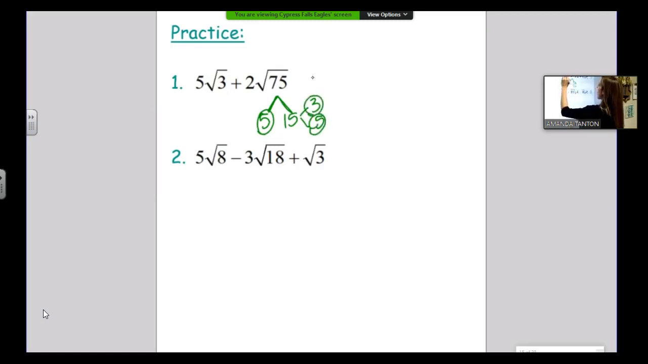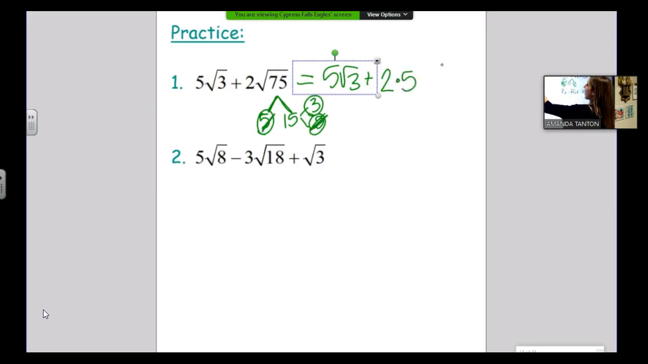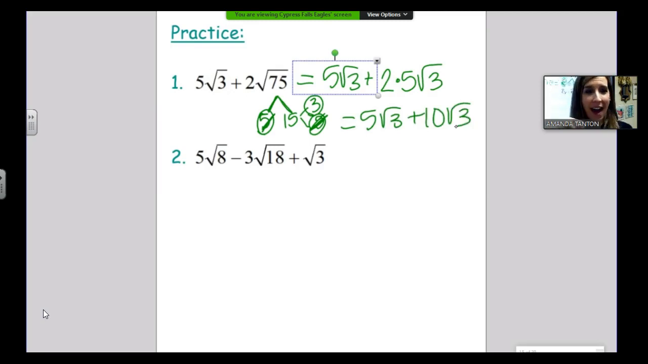So now, this is 5 root 3 plus, okay, there was already a 2, and then a 5 escaped. Oh, yay, now they're like terms. This is really 5 root 3 plus 10 root 3. You see that? So we simplified and realized, oh, these really are like terms. Now I can combine them into one term.